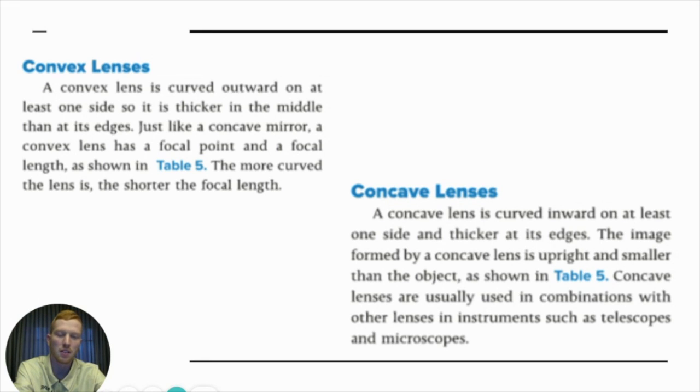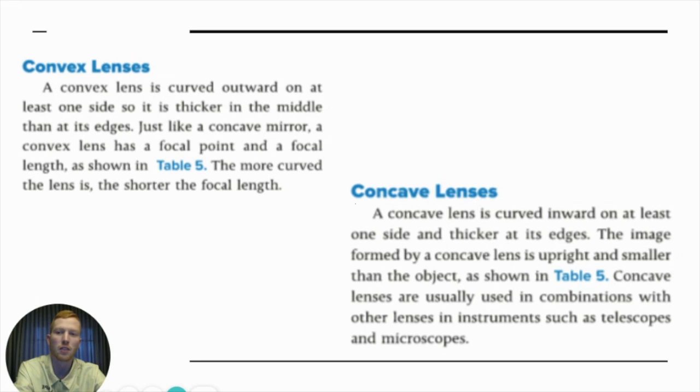That's what it means when it says a concave lens, and it's saying that it is upright and smaller than the object. So that would be like if you looked in the mirror and you looked much smaller than you actually appear. Concave lenses are usually used in combination with other lenses and instruments such as telescopes and microscopes. I allowed you guys to use microscopes before we switched to this hybrid plan quite a few weeks ago. So that would be an example of a concave lens. So then you can zoom in on something.